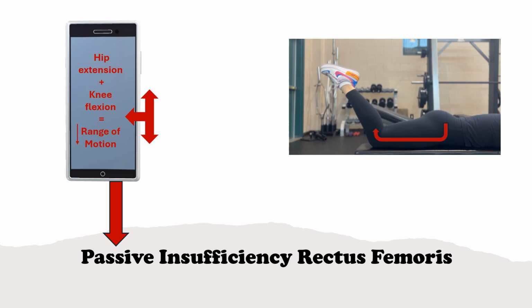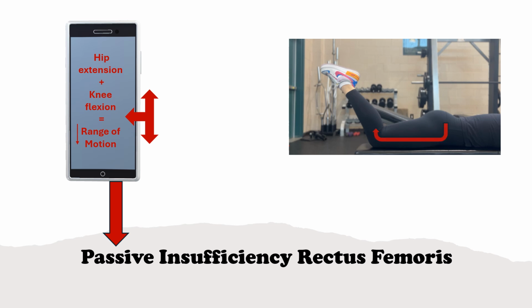For example, let's take a look at our patient lying in prone. When the patient is in prone, their hip is extended and their knee is flexed. When the hip is extended and knee is flexed, this is a stretching position for the rectus femoris, as it's the opposite of its action. Thus, the patient will have difficulty achieving complete knee flexion in this position if the rectus femoris is tight.